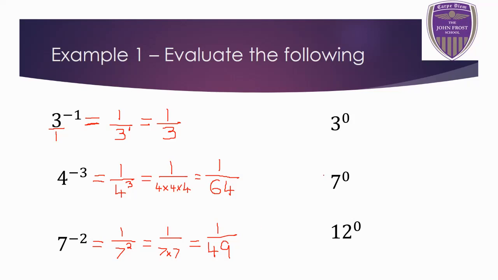Just like that. Now, these numbers here, 3 to the power of 0, 7 to the power of 0, and 12 to the power of 0. While these may look intimidating, there's a nice easy rule to remember for these. Anything to the power of 0 is 1. Simple as. So that means 3 to the power of 0 is 1, 7 to the power of 0 is 1, and 12 to the power of 0 is also 1. Any number to the power of 0 is always 1. It's a very easy rule for you to remember.